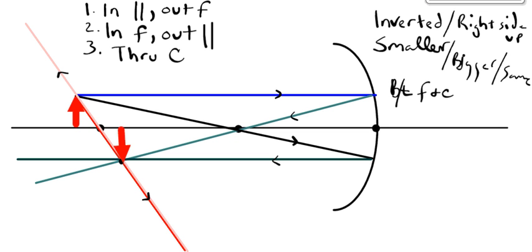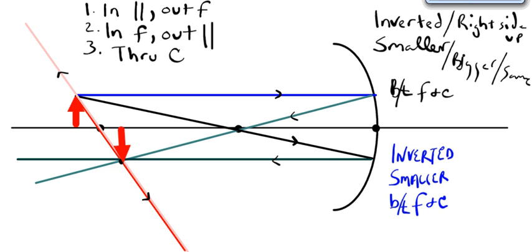So if I was going to label this image, I'll label it down here for real. This would be inverted. This would be smaller, because I did have to make the arrow a little bit smaller. And this would be between the focal point and the center.